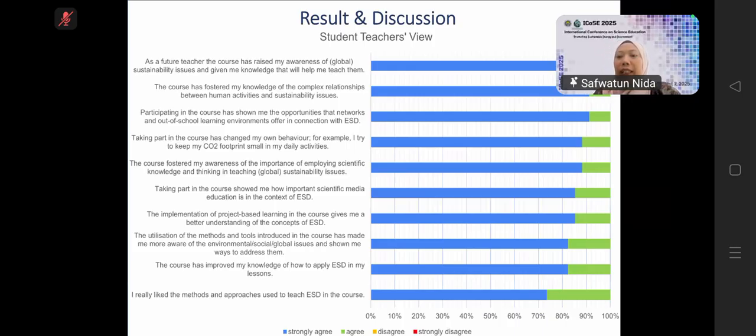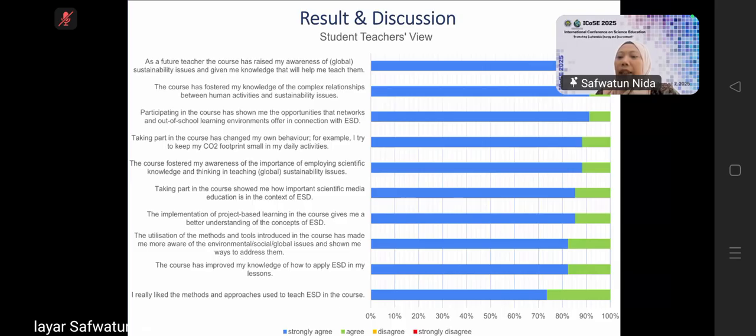Moving to the result of the student teacher's view, from the chart, we can see that most of the students gave positive feedback on the course, and the three items which got the most positive response were: as a future teacher, the course has raised their awareness of global sustainability issues and given them knowledge that will help them teach the sustainability issues later in the future.